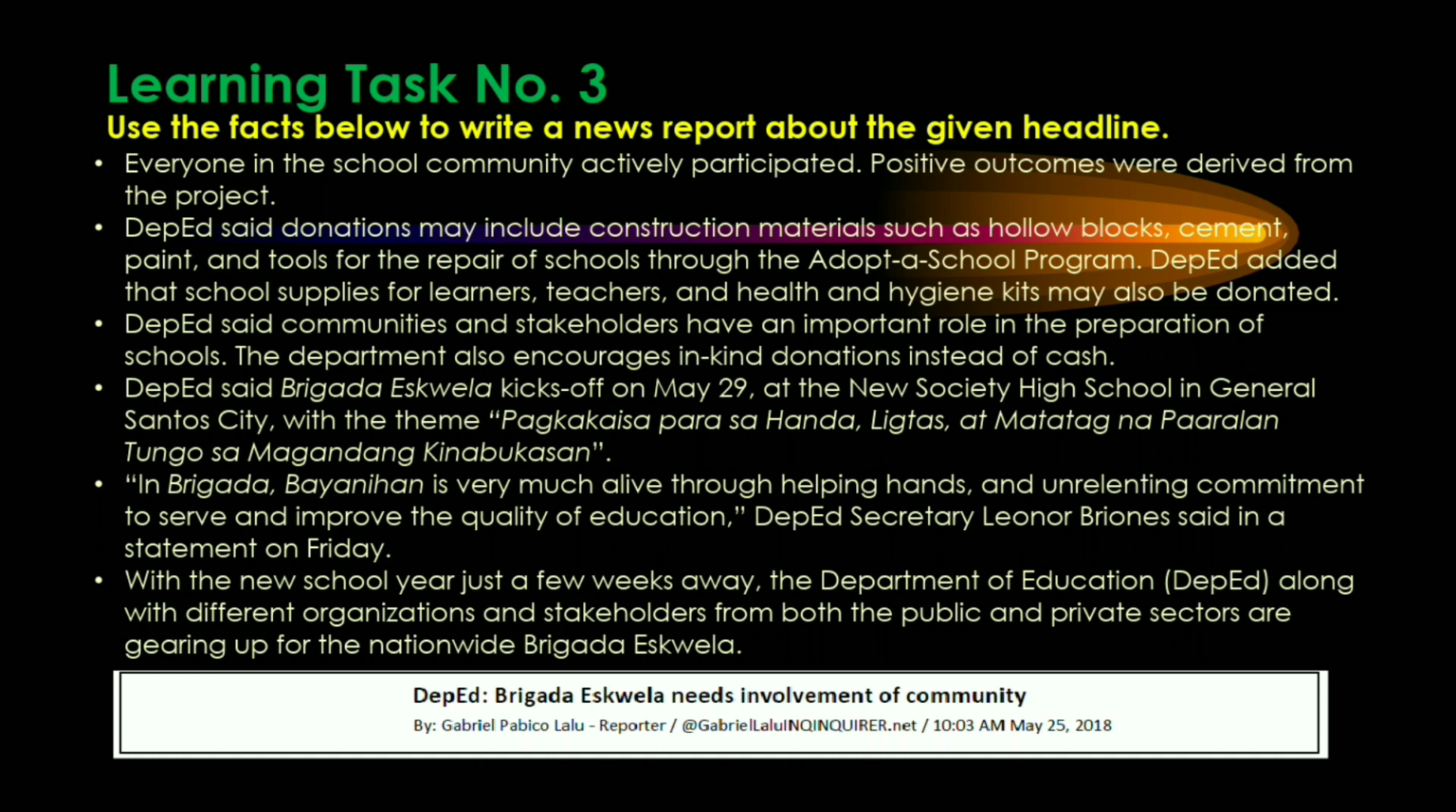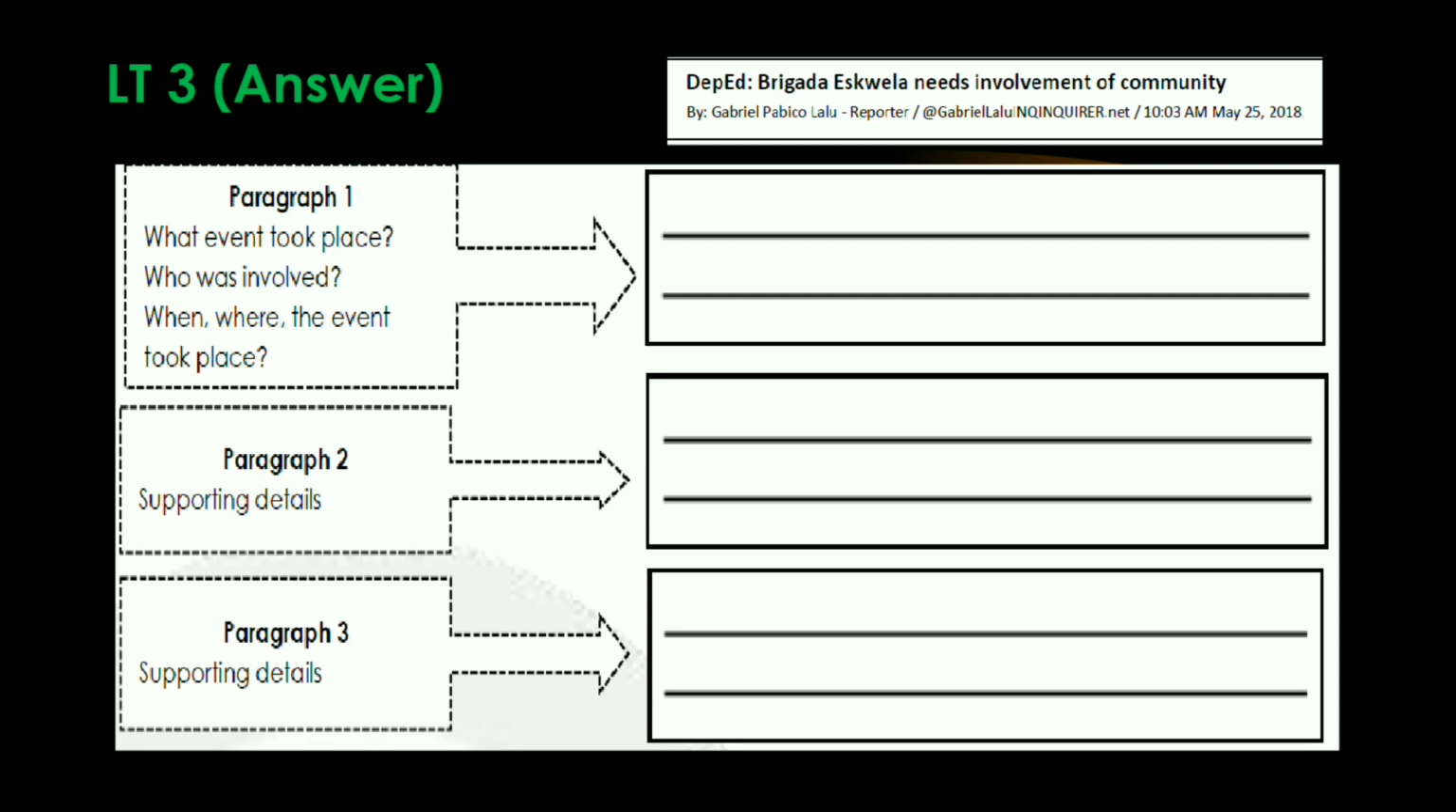And the last fact given is, with the new school year just a few weeks away, the Department of Education, along with the different organizations and stakeholders from both the public and private sectors, are gearing up for the nationwide Brigada Eskwela. So, with these given facts, you are to write another news report. Okay? So, you have to follow this one.